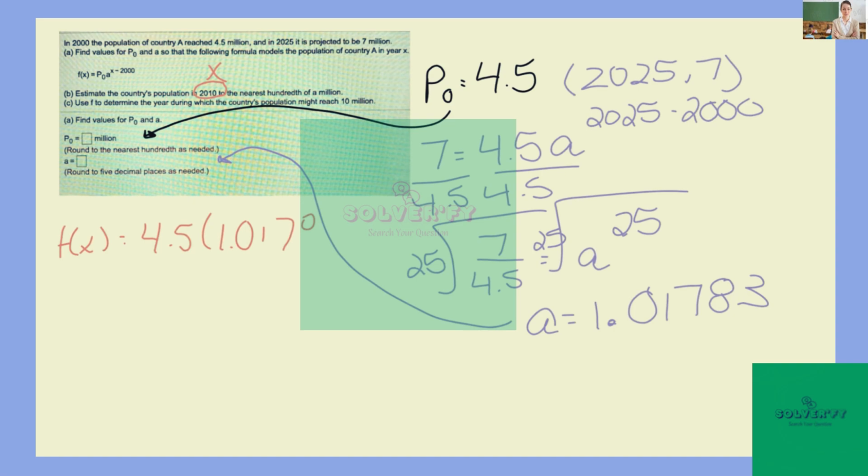So I know that somewhere in between the year 2045 and 2046, my population is going to reach 10 million. So I'm going to say by the year 2046, the population will reach 10 million.